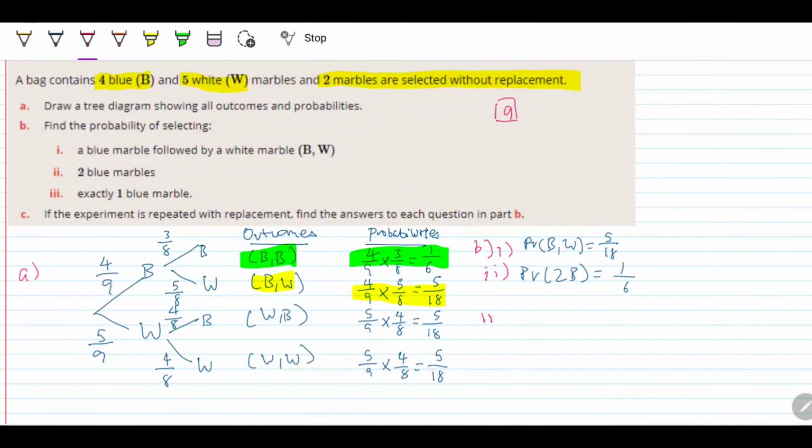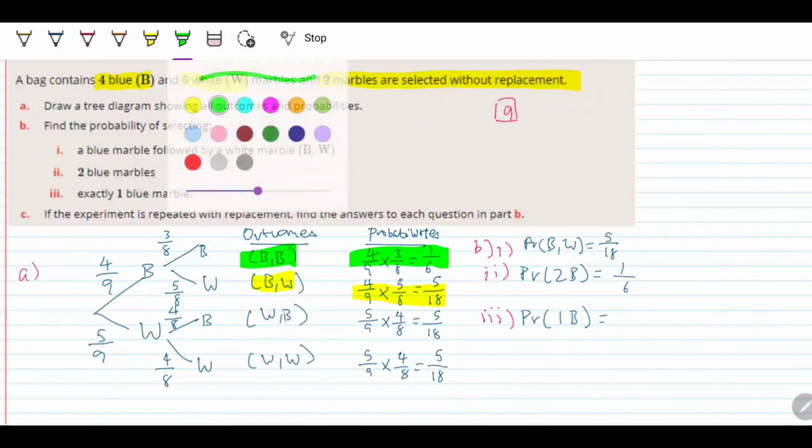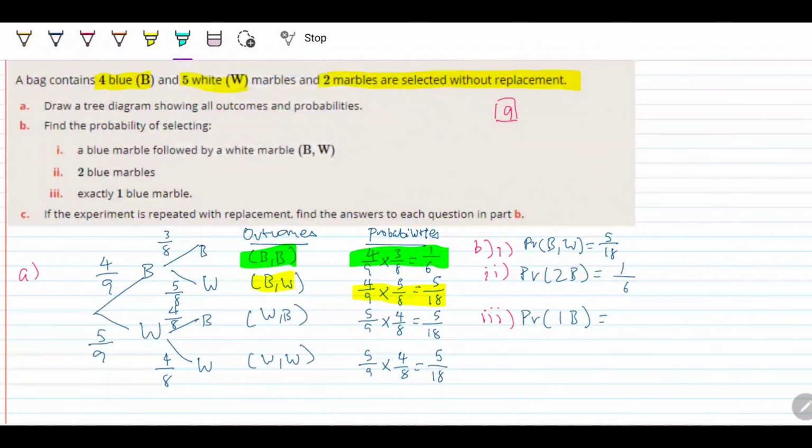In part III, we are looking for the probability of exactly 1 blue. There's only 2 combinations that's going to give us that. We can either get white and blue, or we can get blue and white, because we only want 1 blue. So that means it's going to be 5 on 18 plus another 5 on 18, which should give me 10 on 18, or in other words, 5 on 9 simplified.